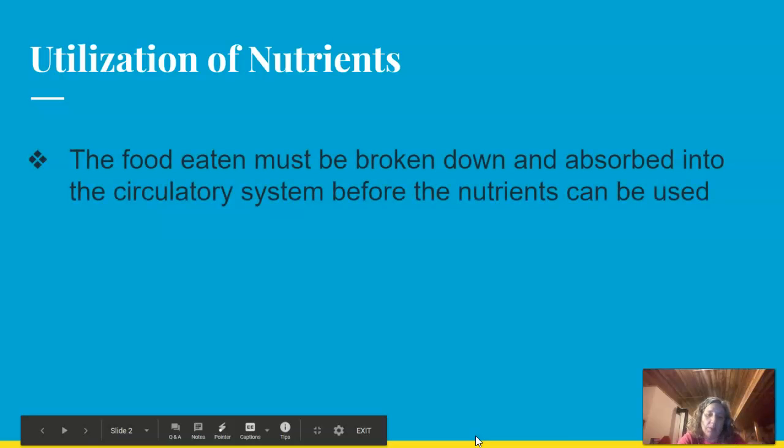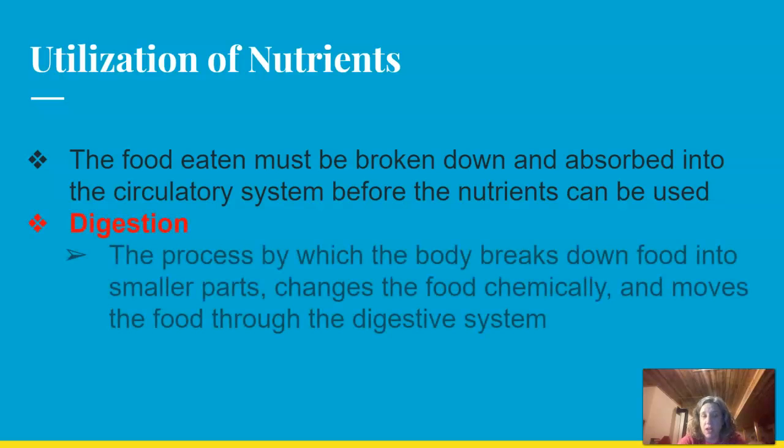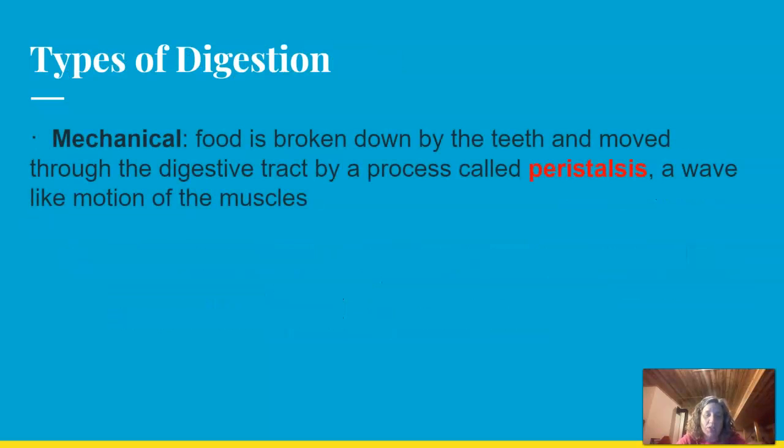So the food eaten must be broken down and absorbed into the circulatory system before the nutrients can be used by the body. This occurs by digestion, the process by which the body breaks down food into smaller parts, changes the food chemically, and moves the food through the digestive system. There are two different types of digestion. There's mechanical, where the food is broken down by the teeth and moved through the digestive tract by a process called peristalsis, a wave-like motion of the muscles.